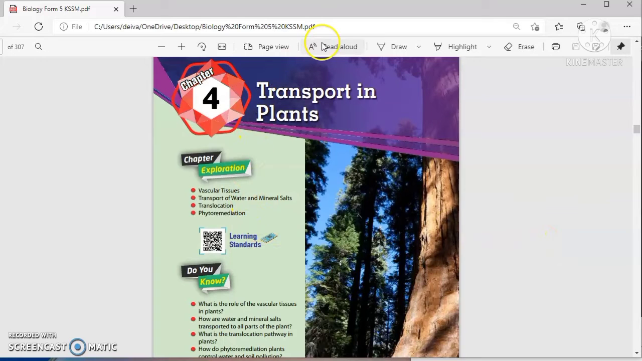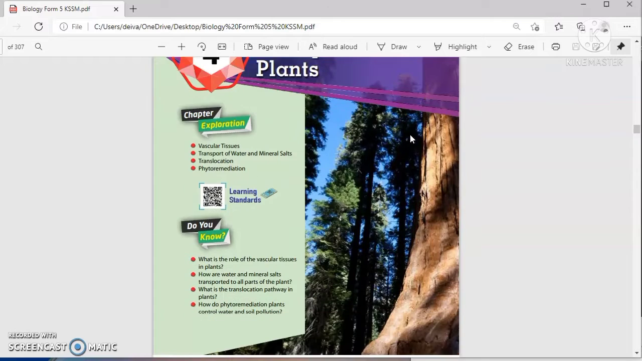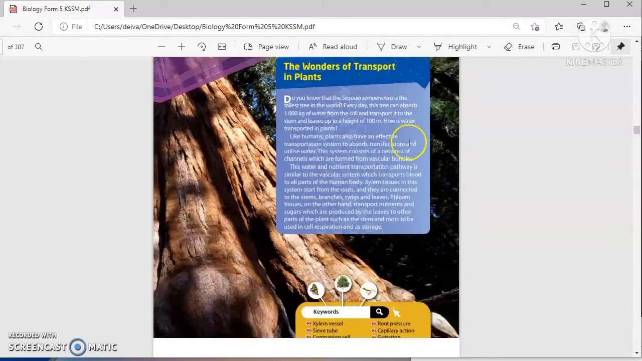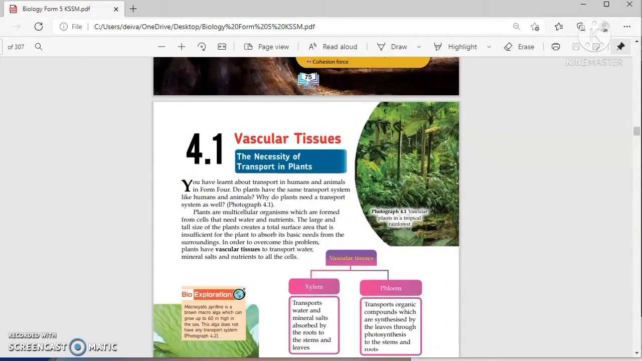Okay, today we see chapter 4, transport in plants. Okay, look at page 76.